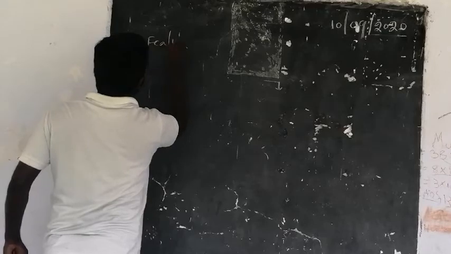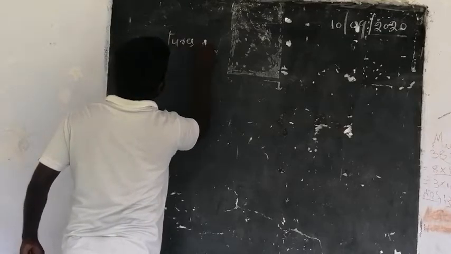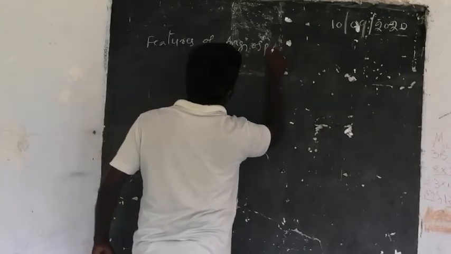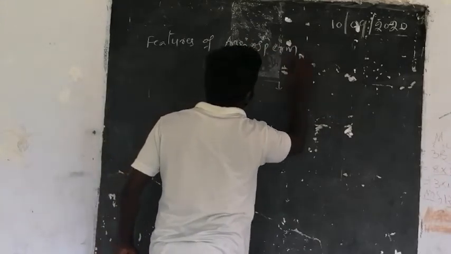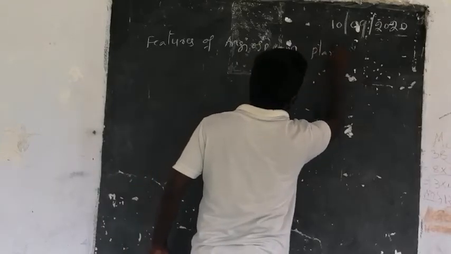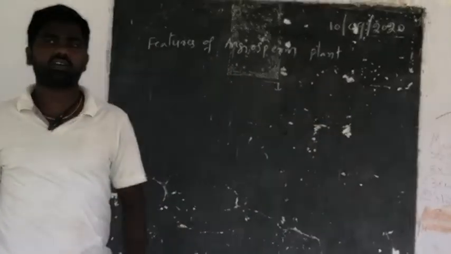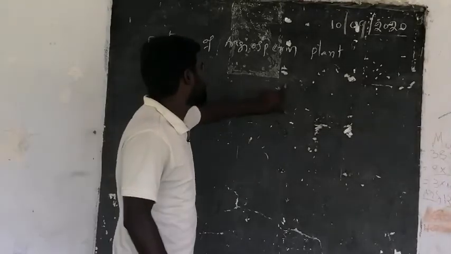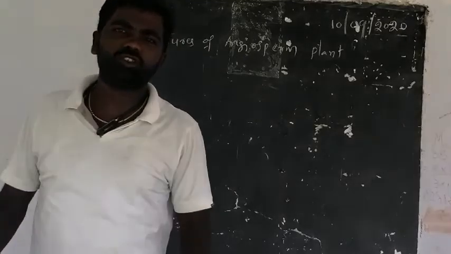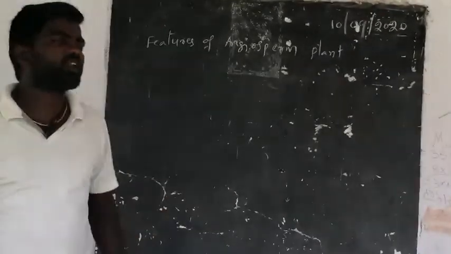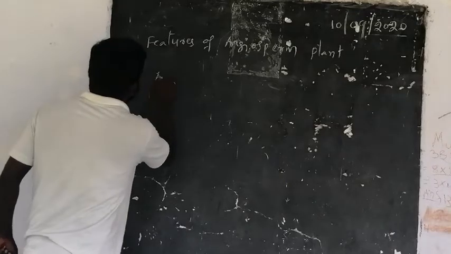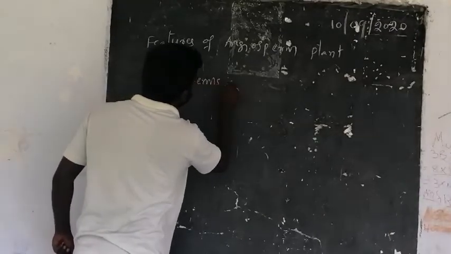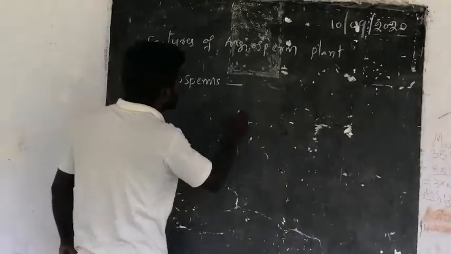Features of the angiospermic plant. Now let us see the features and characters of the angiospermic plant. What is the meaning of angiospermic plant? Angiosperms are also called phanerogams.